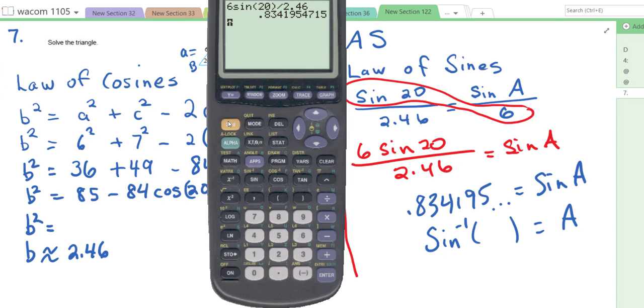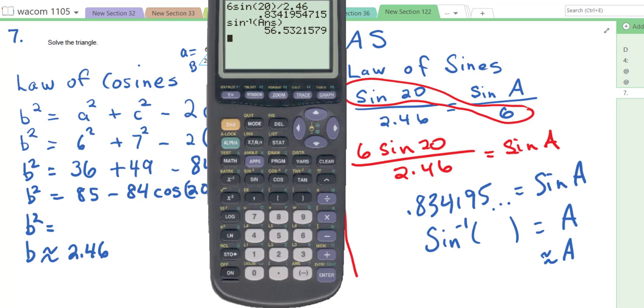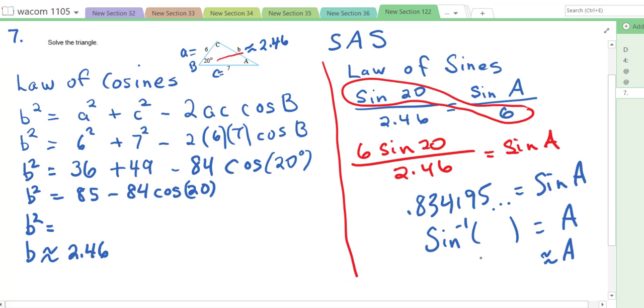So I'll do second sine inverse, and if I do second answer, it will keep all of that. Enter. So A is going to be approximately, and for the angles they're just asking for 1 decimal place, 2 decimal places for the sides, 56.5. That will be angle A.